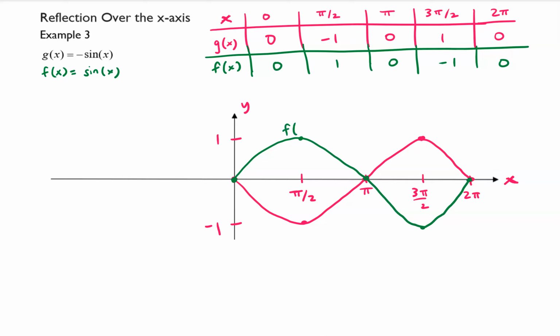So this is f of x equals sine of x, and in the pink we have g of x equal to negative sine of x. And so that's how we would graph that type of transformation, where we have a reflection over the x-axis.